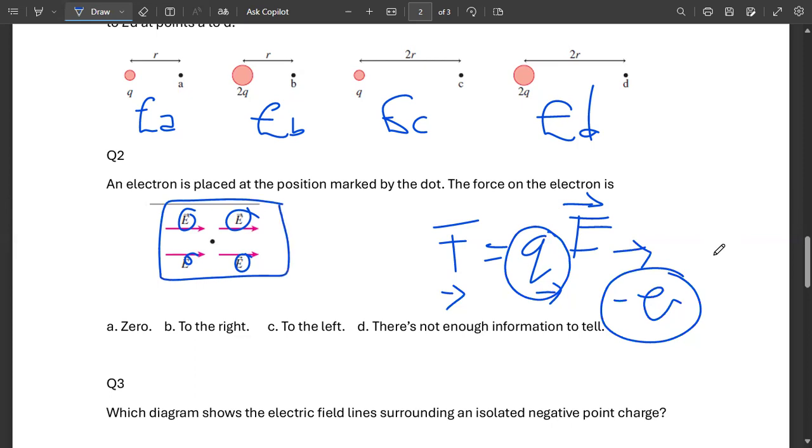Since these are pointing towards the right hand side and the charge on the electron is negative, that means the force that we're going to have here is going to have a negative direction. Hence, what is going to be the answer here? The answer is going to be C, to the left. And that is all on question 2.